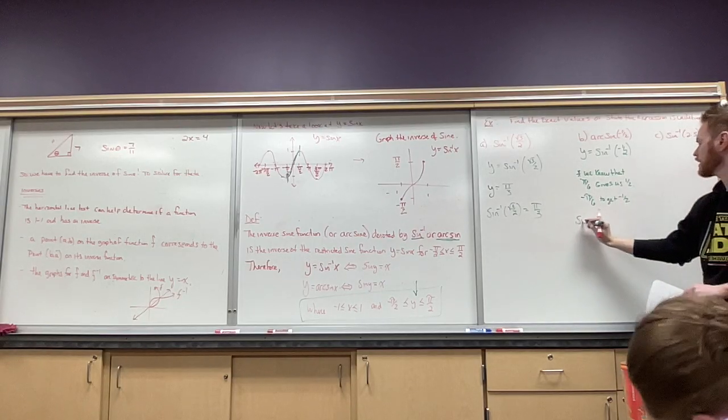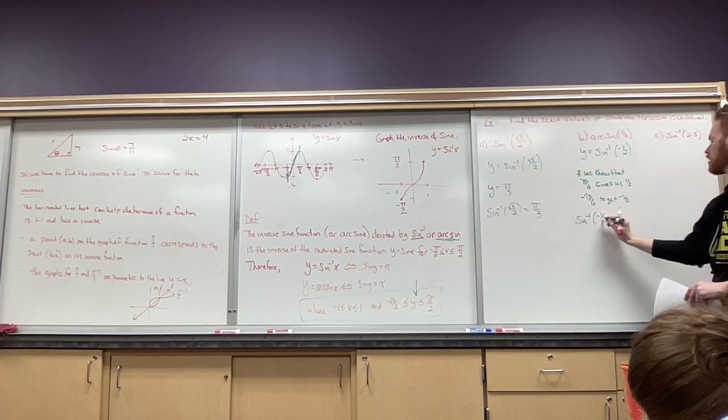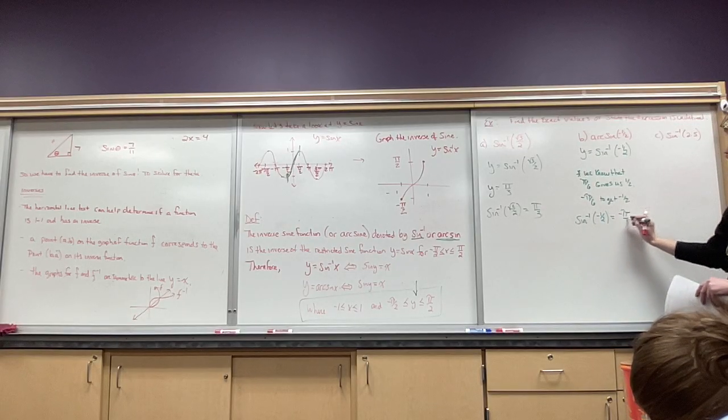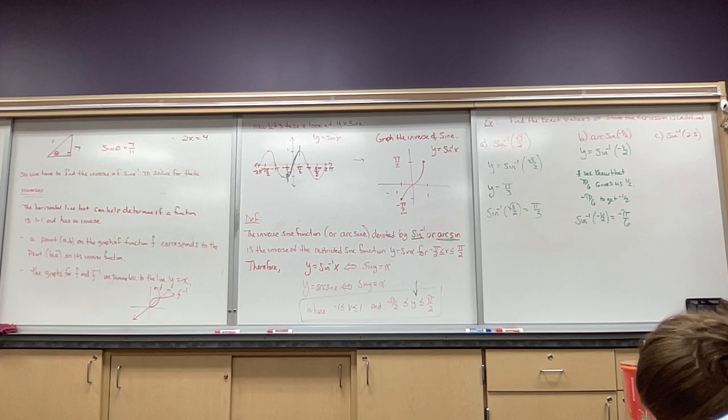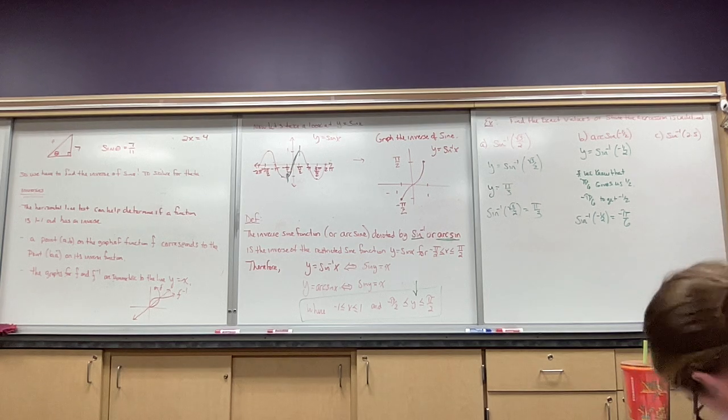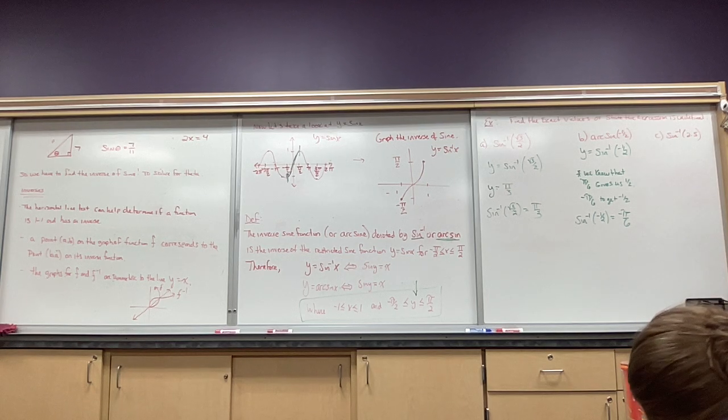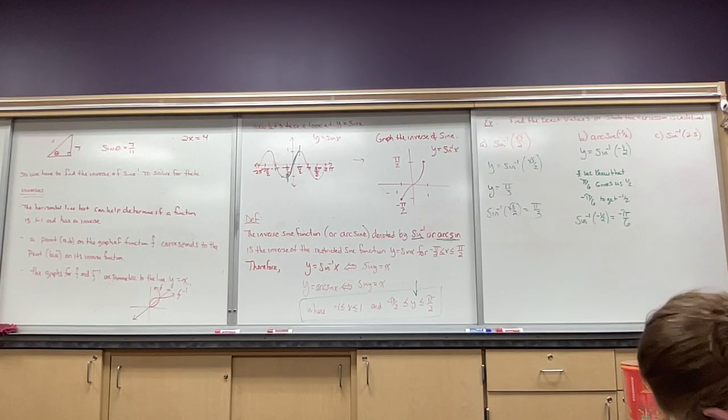So therefore, we could say this is equal to negative pi over 6. Okay. Now your calculator, some probably do. They'll give you the decimal version of that negative pi over 6. They won't actually spit out negative pi over 6.